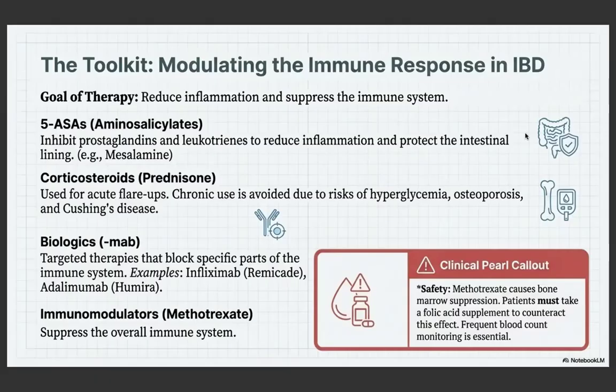You have your 5-ASAs, which help block your prostaglandin synthesis and your leukotrienes. Another leukotriene modifier that you've probably heard of before is Singulair. But they're going to help reduce the inflammation in the intestinal lining.